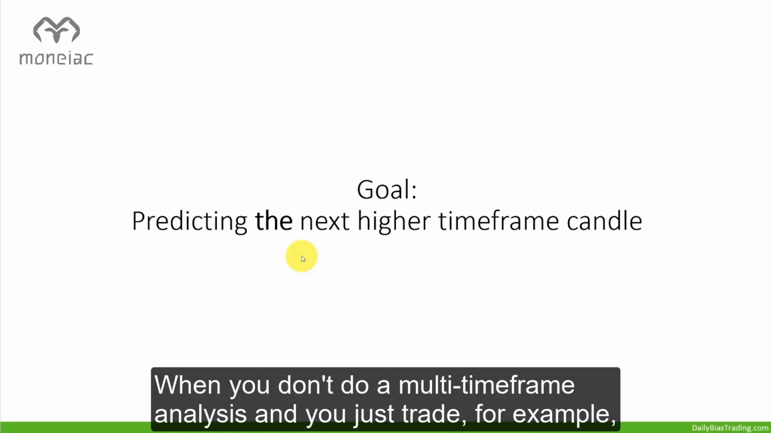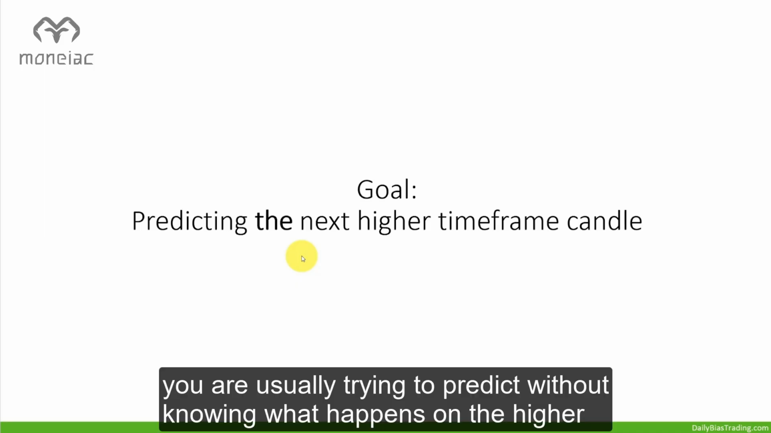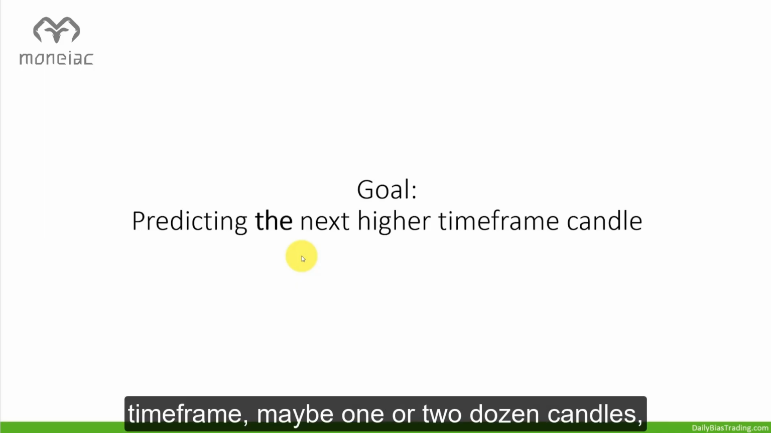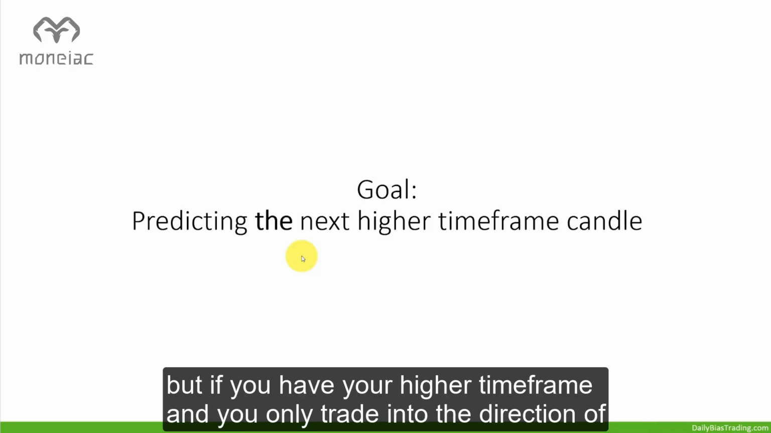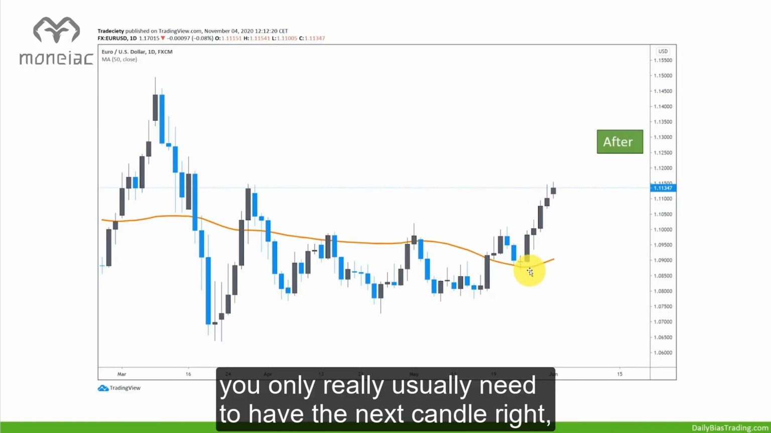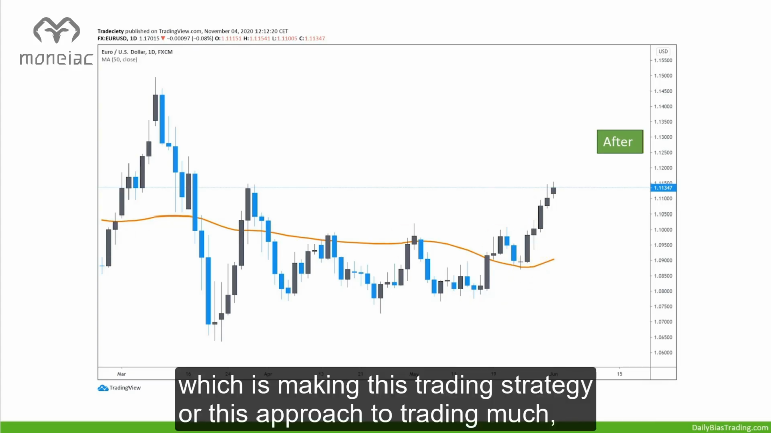When you don't do a multi-time frame analysis and you just trade, for example, the 1 hour directly, you are usually trying to predict, without knowing what happens on the higher time frame, maybe one or two dozen candles. But if you have your higher time frame and you only trade in the direction of the higher time frame, you usually only need to have the next candle right, which makes this trading strategy, or this approach to trading, much, much simpler.